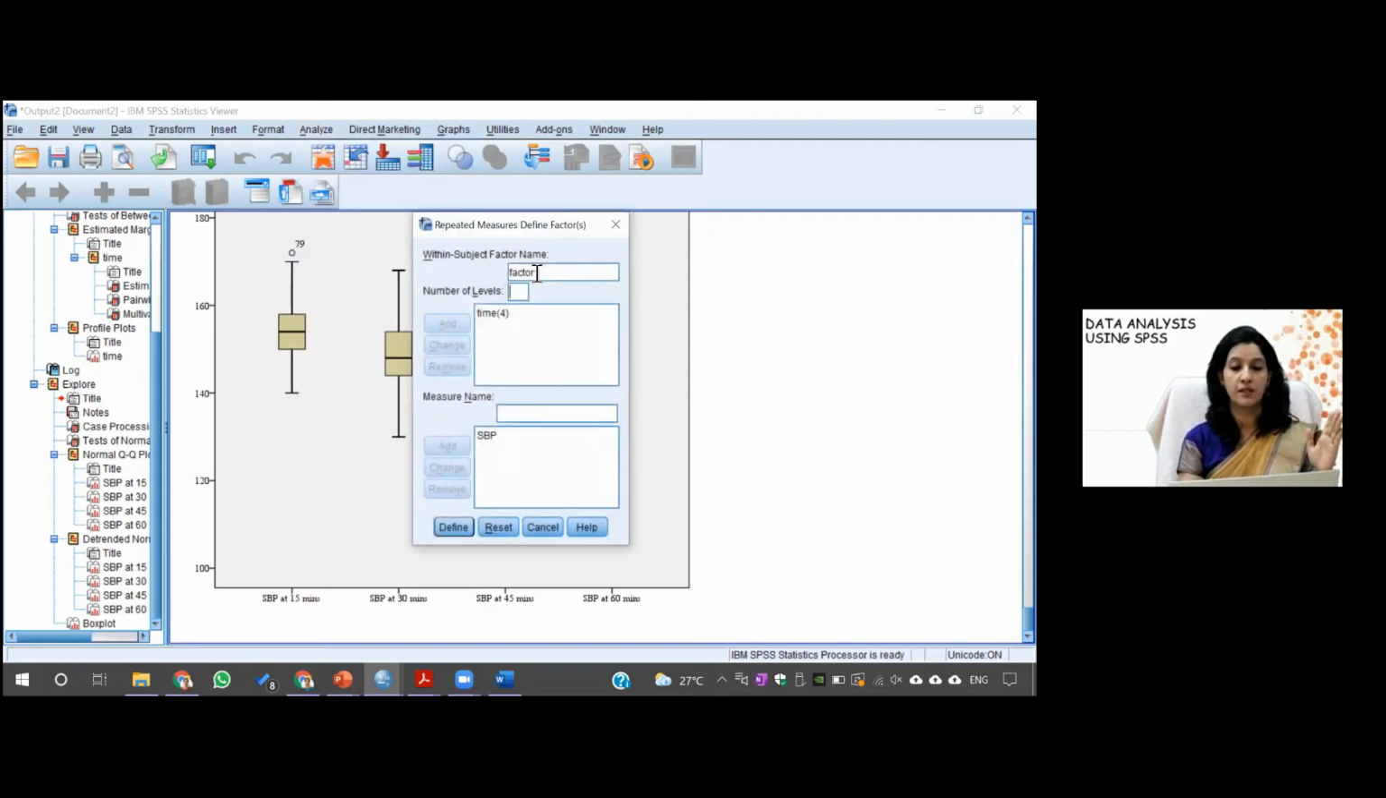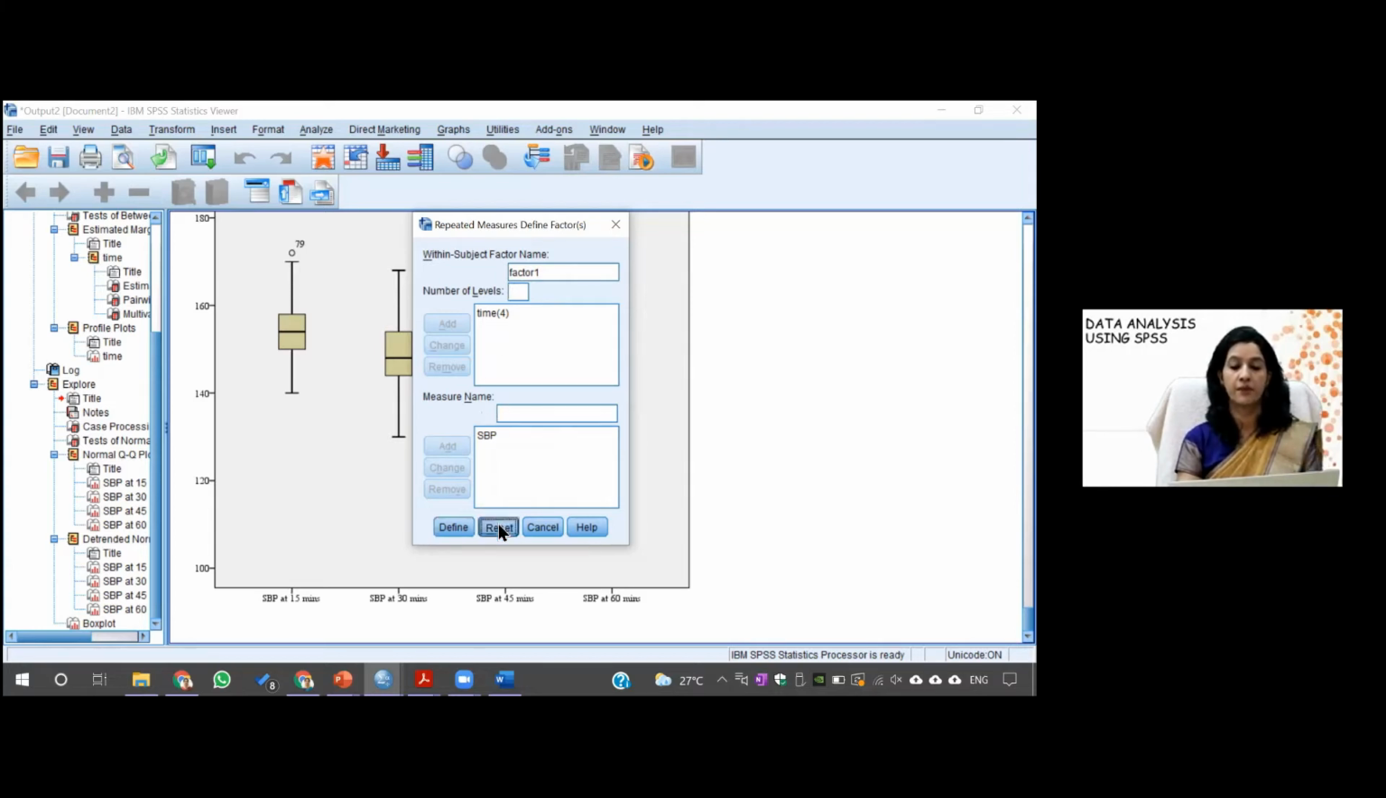If you click this, a within-subject factor option appears. Within-subject factor means it is an independent variable, because time is a variable here. You are measuring the continuous variable across 4 different time points. That's why I have written 4 here, and I have pressed enter.